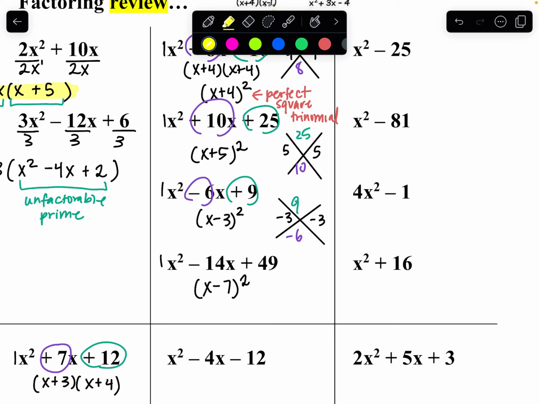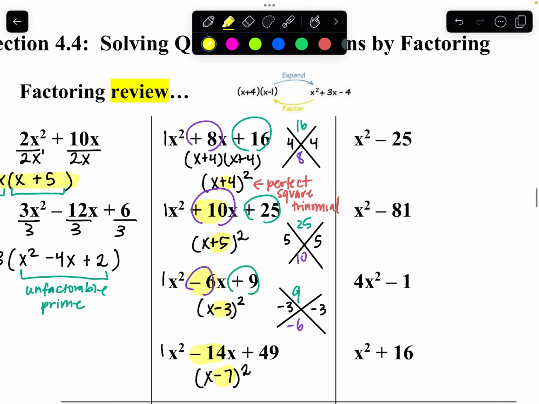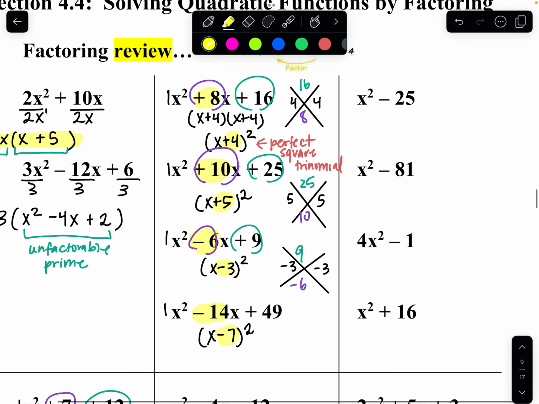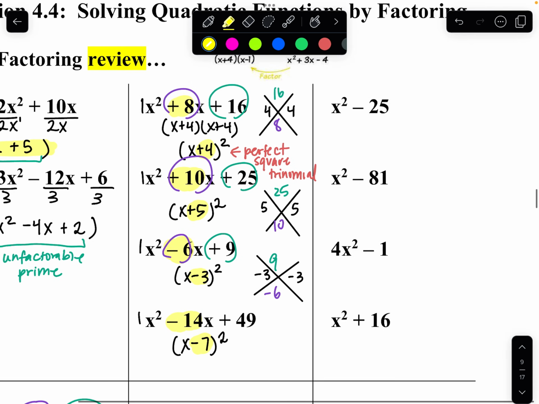So something you might have noticed is that this number will always be exactly half of whatever your middle number is, your b value. And it's going to have the same sign and everything. This is going to be very useful when we get to completing the square. And so just recognizing that pattern.